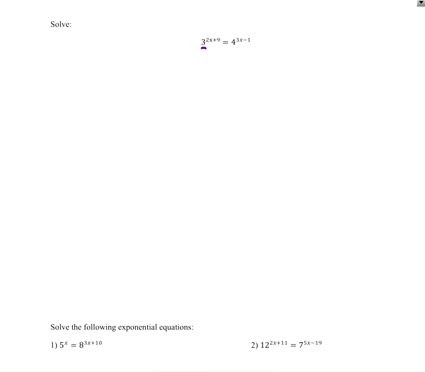I can't rewrite the bases 3 and 4 to have the same base. So in this case, we can't just set the exponents equal to each other once we get the same base, because we can't get the same base. It's 3 and 4. This is where we're going to have to do something different, which is why we just went over the change of base formula. So think about what we did with the change of base formula in order to get the variable not in the exponent anymore.